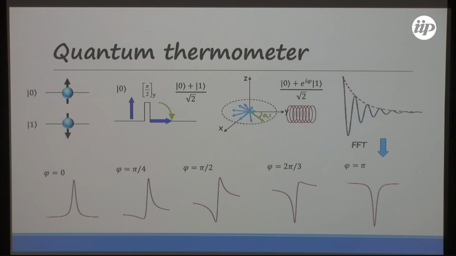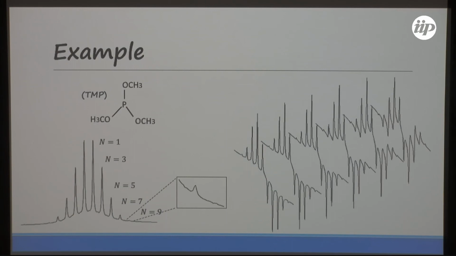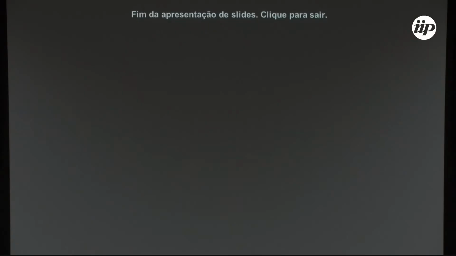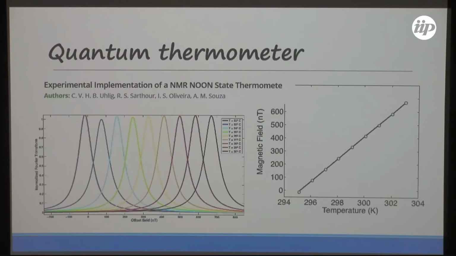Okay, so we don't have more time. I will just show the final results. This is the Fourier transform of our signal as the temperature grows. Okay, you have measured a shift in the magnetic field. And if you plot the shift in the magnetic field against the temperature, you have a line here that defines a thermometer. Okay, and this paper is on arXiv.